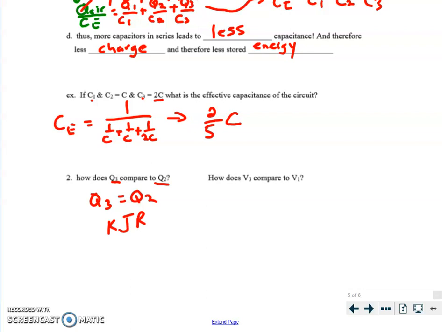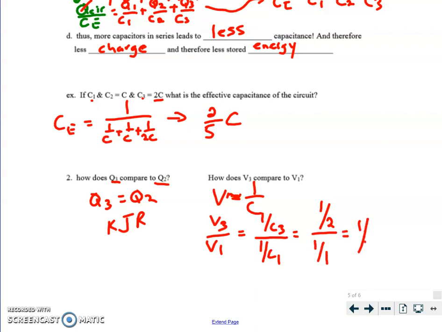How do the voltages compare? This is where we can now use the derivation I did. We know that voltage is proportional, not equal, to 1 over C. So the voltage of 3 compared to the voltage of 1, that's what we're trying to find, is 1 over C3 divided by 1 over C1. So that's basically 1 over 2 divided by 1 over 1, which is 1/2. Okay? So the voltage across 3 is 1/2 because it has twice the capacitance.